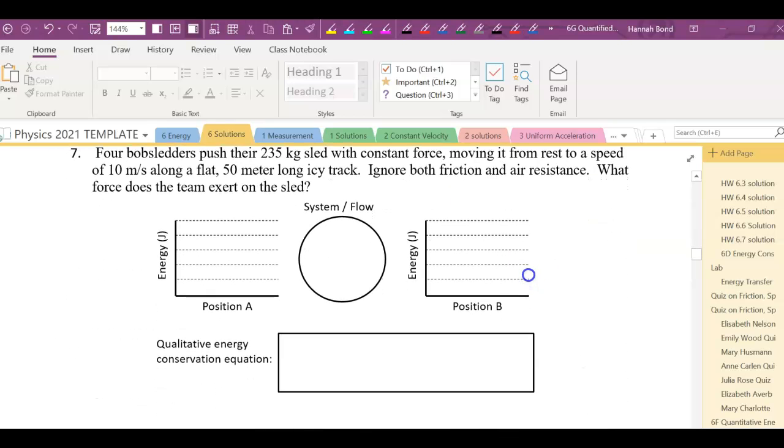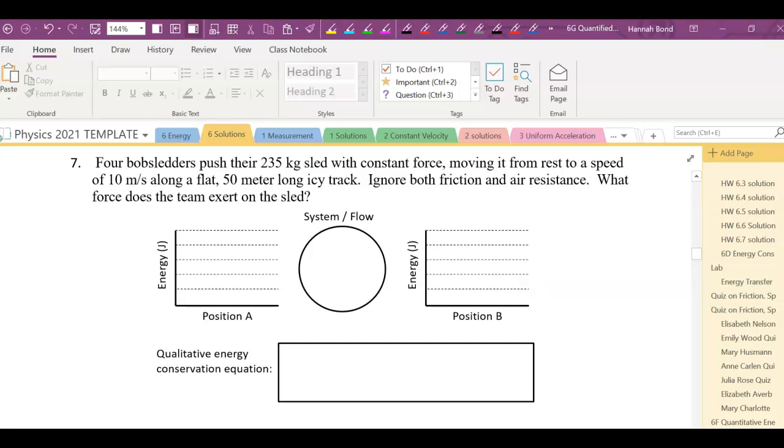I'd like to do one that involves maybe a slightly more complicated scenario. So here we have bobsledders pushing a sled with constant force. It was at rest initially. So at position A, the sled is at rest and it's on the ground. But they make the sled move, and so at position B, it's moving at 10 meters per second, and it's still on the ground. The height is not changing of this sled, okay?